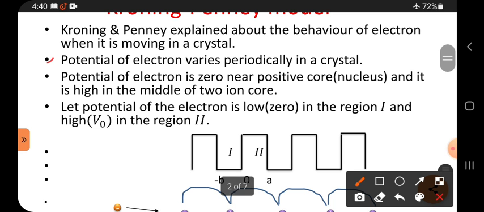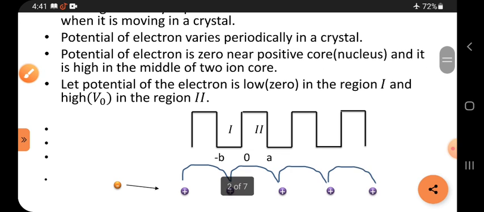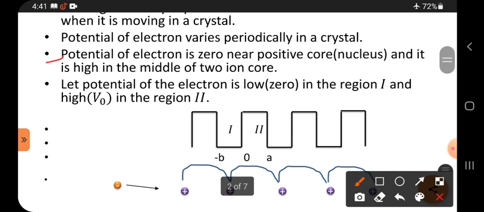The potential of an electron varies periodically in a crystal. Varies periodically means sometimes the potential energy increases and later decreases, increases, decreases. That is called periodicity. The potential of the electron is zero near the positive core. Positive core means nucleus, and it is high in the middle of two ion cores.